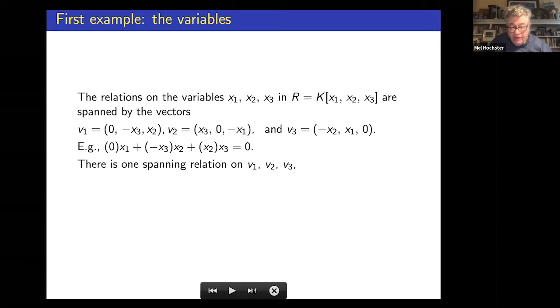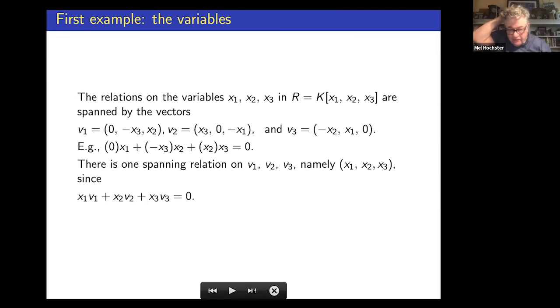Now when you look at the 3 vectors, V1, V2, V3, they're not independent. They have one relation themselves, namely x1, x2, x3, because this linear combination of them is 0. So the first module of syzygies is spanned by V1, V2, and V3. And the second module of syzygies is spanned by just the vector x1, x2, x3. And there are no relations. So after this, the modules of syzygies are 0, and the process stopped.